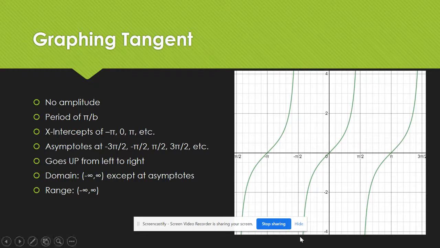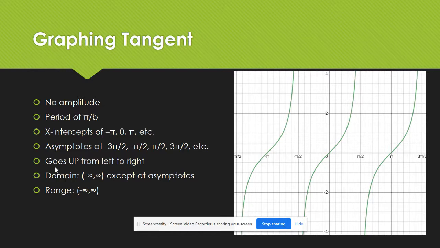Your graph for tangent goes up from left to right. Domain is going to be -infinity to infinity except for those asymptotes. And your range goes on forever, up and down. So period for tangent, instead of doing 2 pi over b, you're going to just do pi over b. Tangent happens half as often.